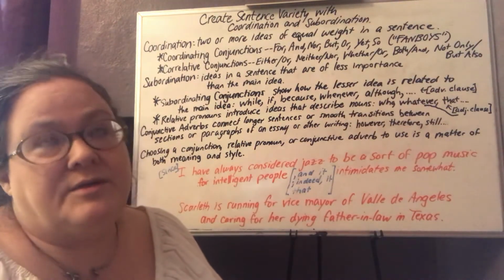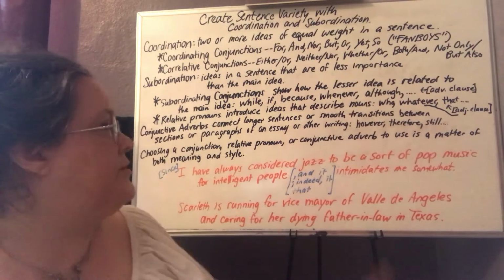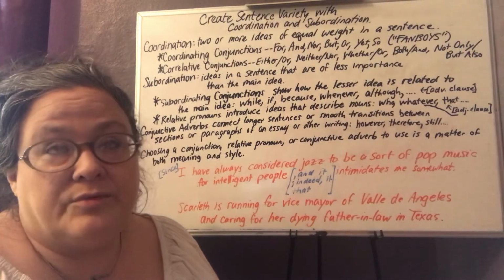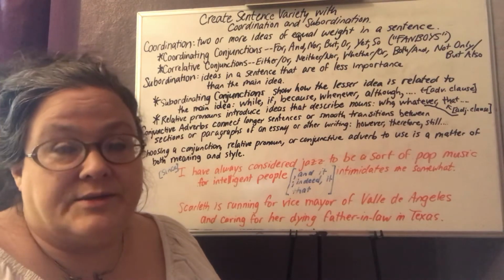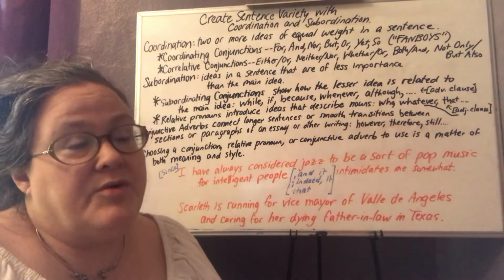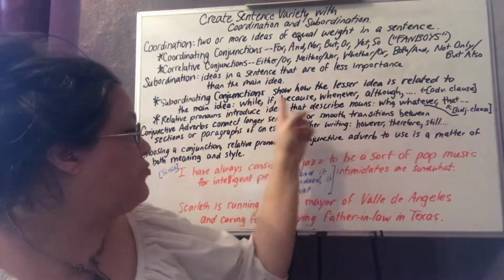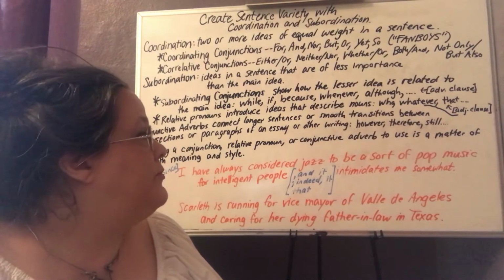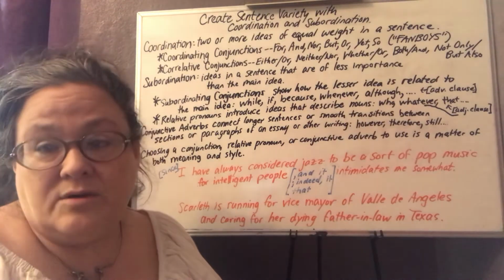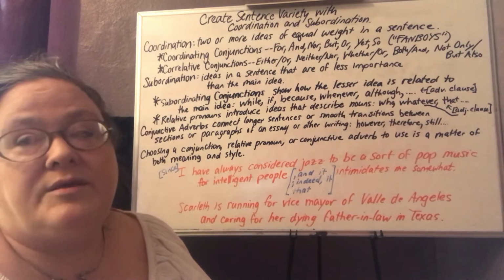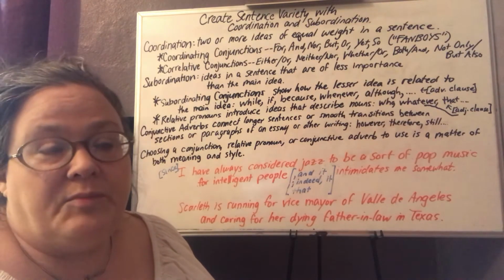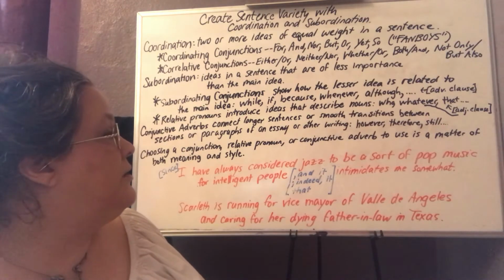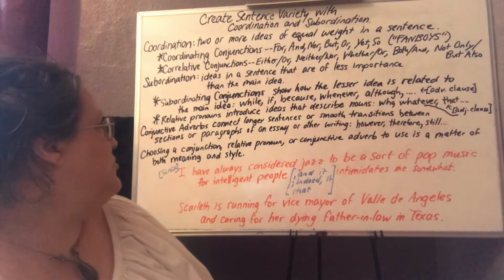The main idea is the clause that does not have this word. So, I will go if you will go. The main idea is I will go. The part that has this word, and I sometimes call these weakening words, makes that part of the sentence weaker. The condition is a little bit less important than the main idea. I think that's enough about that for the moment.